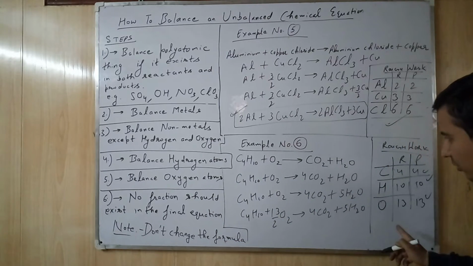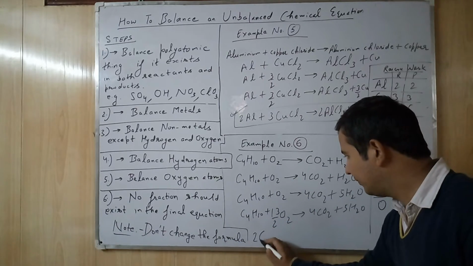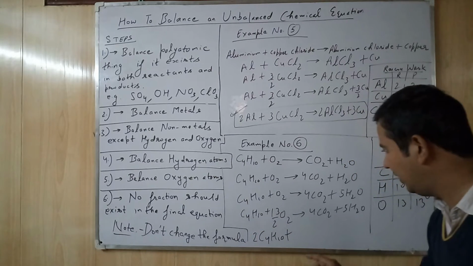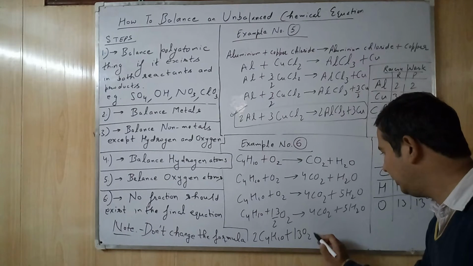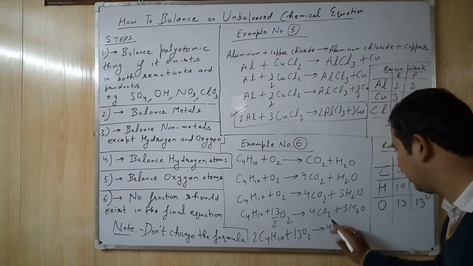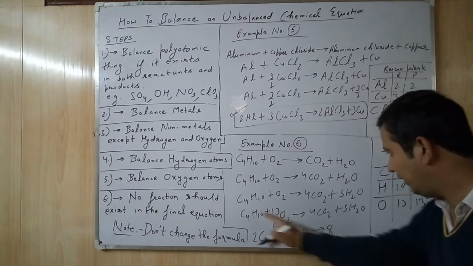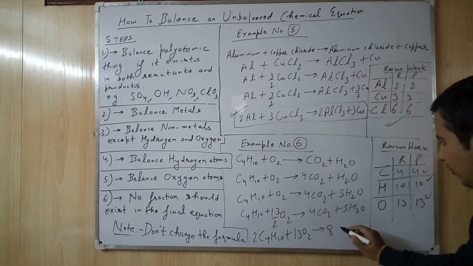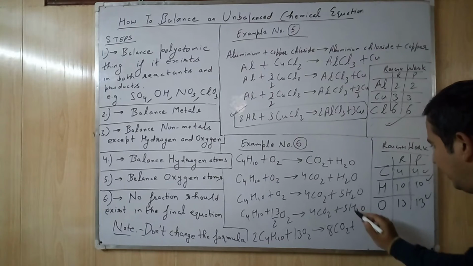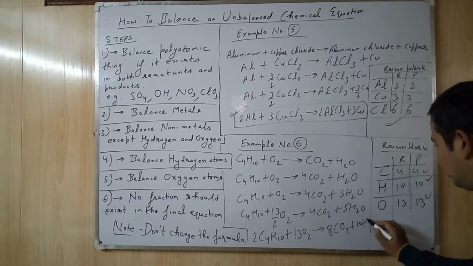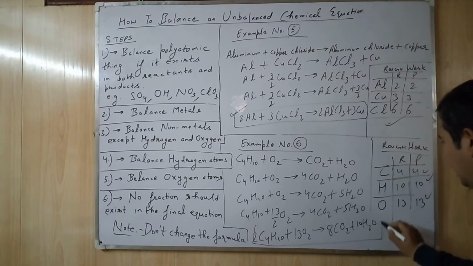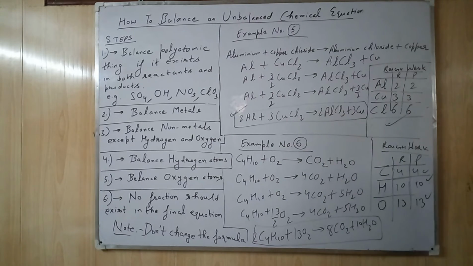We have to multiply the equation by 2, so it will be updated as 2C4H10 plus, 2 into 13 by 2, only 13 will remain, 13O2 will give you 2 into 4 is 8 CO2 plus 5, this is 5 into 2 is 10 H2O, because we have to multiply the whole equation, each and every reactant and product, by 2. So now this is my updated balanced chemical equation.